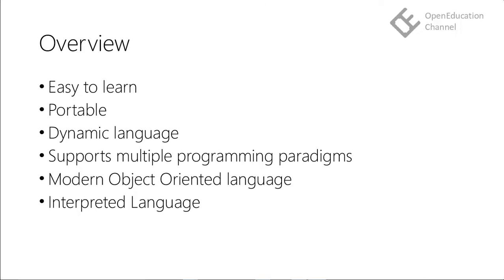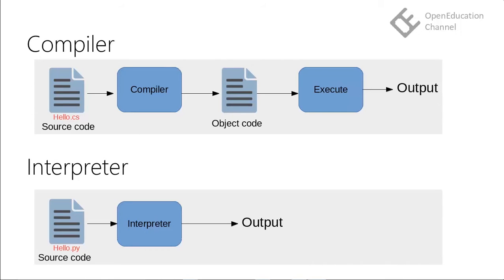Python is an interpreted language. In interpreted languages, the interpreter reads the source code and executes it. While in the compiler-based languages like Java and C#, source code is compiled by the compiler, and after that, the compiler generates object code or executable. After this, the executable is run, which gives the output.